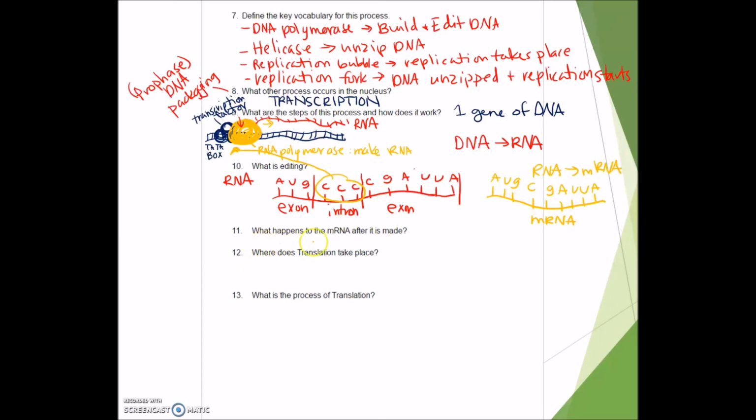All right, so it says what happens after the RNA is made? The mRNA leaves the nucleus. And it goes out and finds our ribosome. And this is where translation begins. So where does translation take place? It is in the cytoplasm. And it is at the rRNA, or the other word for rRNA is ribosome.